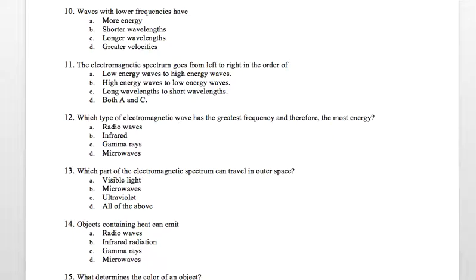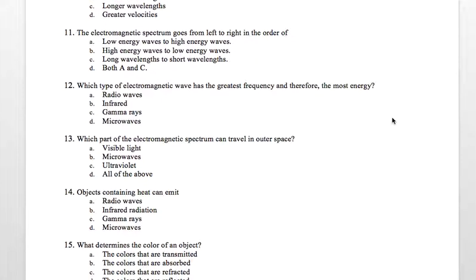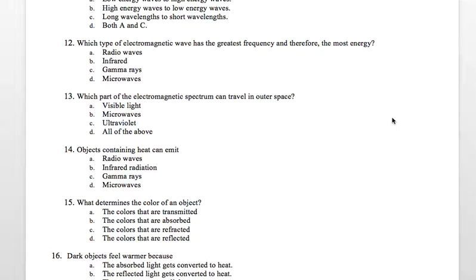Number 12, which type of electromagnetic wave has the greatest frequency and therefore the most energy? A, radio waves, B, infrared, C, gamma rays, or D, microwaves. 13, which part of the electromagnetic spectrum can travel in outer space? A, visible light, B, microwaves, C, ultraviolet, or D, all of the above.